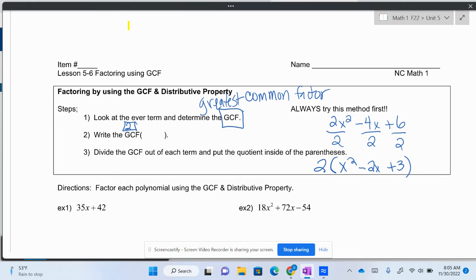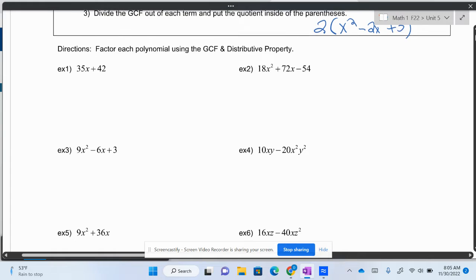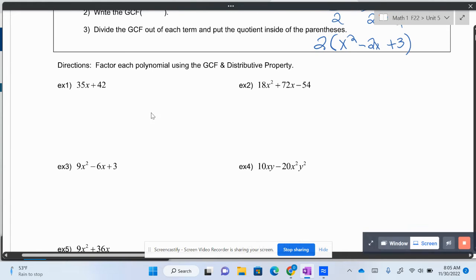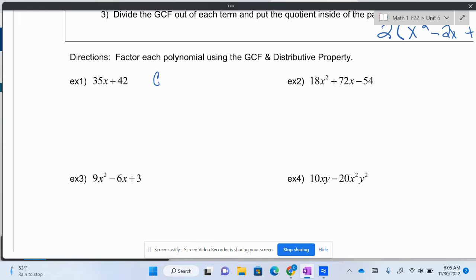Okay? So that's what we're going to work on today. We're just going to factor using greatest common factor, and then we're going to factor by grouping. That's probably my most favorite way to factor. Okay, so I want you to look at example number 1, and I'm just going to write GCF off to the side so we can kind of put that out there. So tell me, what is the greatest common factor for number 1?